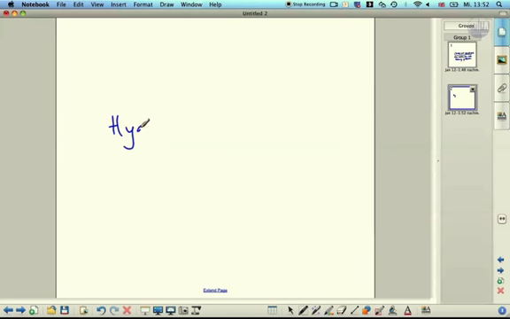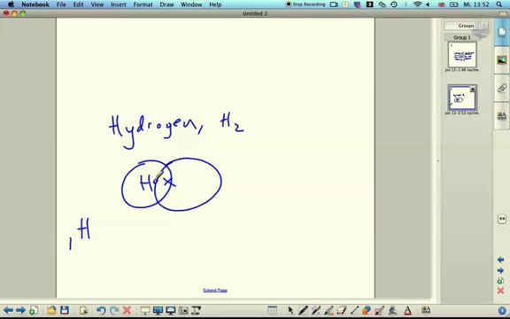Here's a simple example. Hydrogen. Hydrogen exists as H2. This is because one hydrogen atom has one electron in its outer shell. Why? Because it's atomic number 1. It has one electron. The first shell is filled with 2 electrons. So hydrogen, another hydrogen atom can come along and share like so.